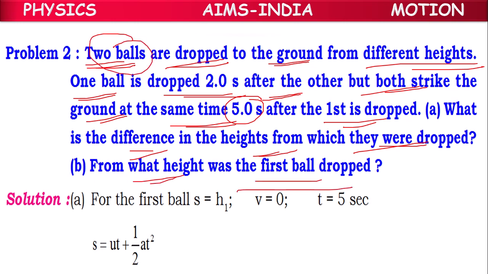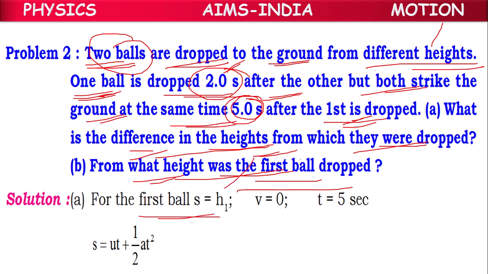So two balls are dropped to the ground from different heights. One is dropped 2.0 seconds after the other, but both strike the ground at the same time, 5 seconds after the first is dropped. The difference of heights you have to find out. From what height the first ball has dropped, that also we have to find out.